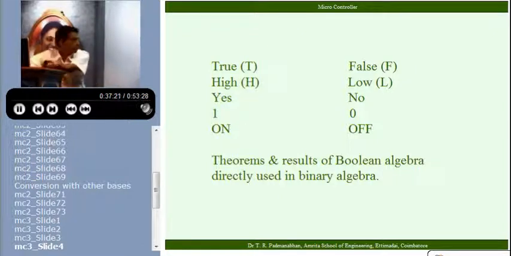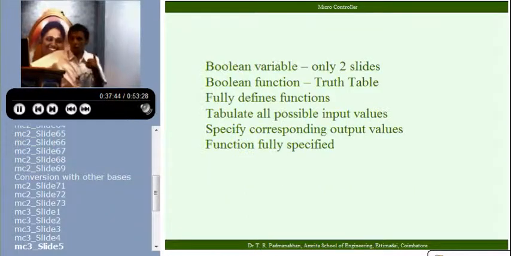Now these are the different nomenclatures used for Boolean variable. Some people say true and false, T and F, high and low, yes and no, 1 and 0, on and off. Depending on how you look at it, you can use one or the other. The number of theorems and results of Boolean algebra, all of them can be directly used in binary number systems. So you should be able to feel what you are aiming at, how we are proceeding. You should get a feel of Boolean algebra.